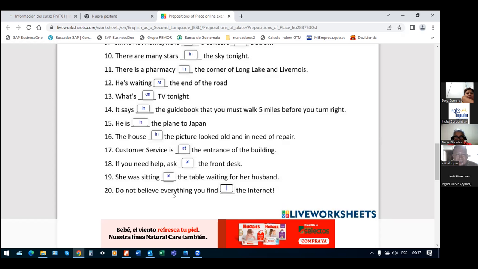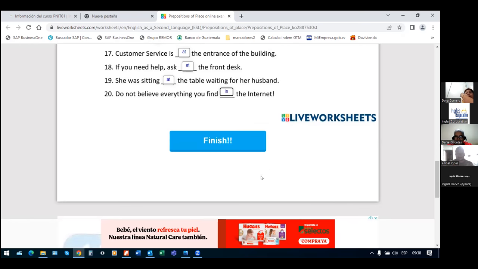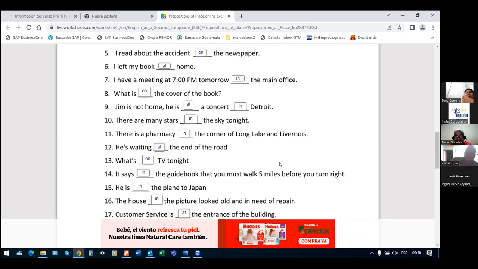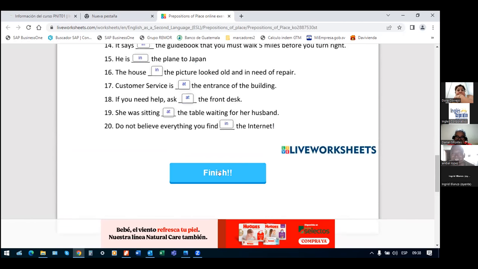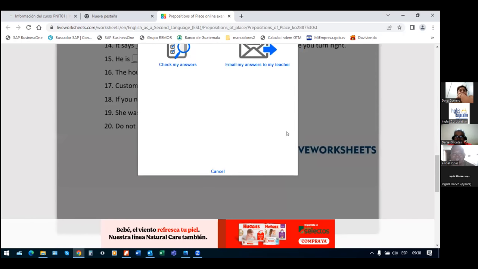Do not believe everything you find in the internet. In. Sí. In. Bueno, veamos pues, si está bien. Dale, finish. Mamá, dale, finish. Vamos a ver cómo le sale.